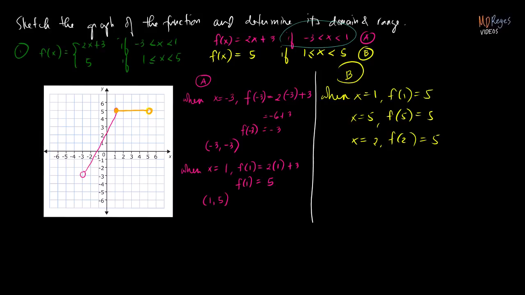Alright? Now, what about the domain and range? To identify the domain and range, we simply have to look at the function or the graph of the function. Okay? To identify its domain, we just have to look at how far it goes. How far does the graph go with respect to the x-axis?